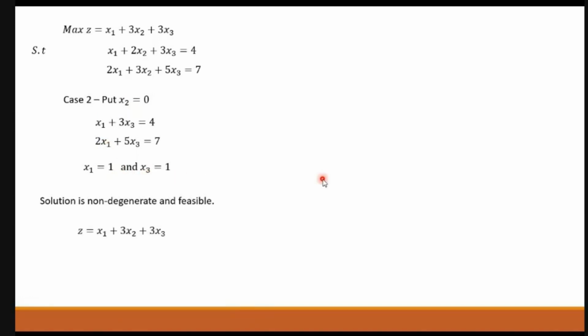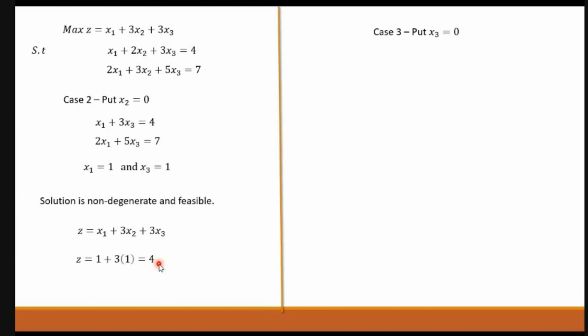And once you get a feasible solution, calculate the value of z. तो कितना हो जाएगा? Z will be equal to x1 is 1, x2 is 0 and x3 is 1. So we will get 1 plus 3, that is equal to 4. ठीक है? The second case. Similarly, we can write the third case. Third case will be putting x3 equal to 0. When I put x3 equal to 0 in these two equations, we have to solve for x1 and x2.